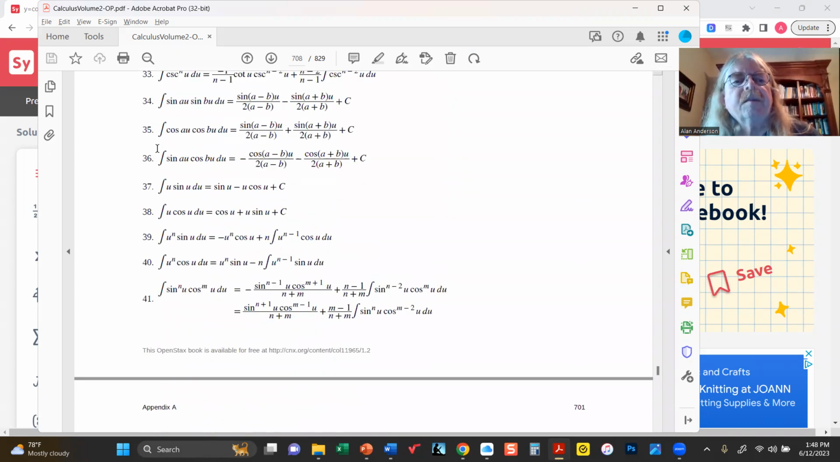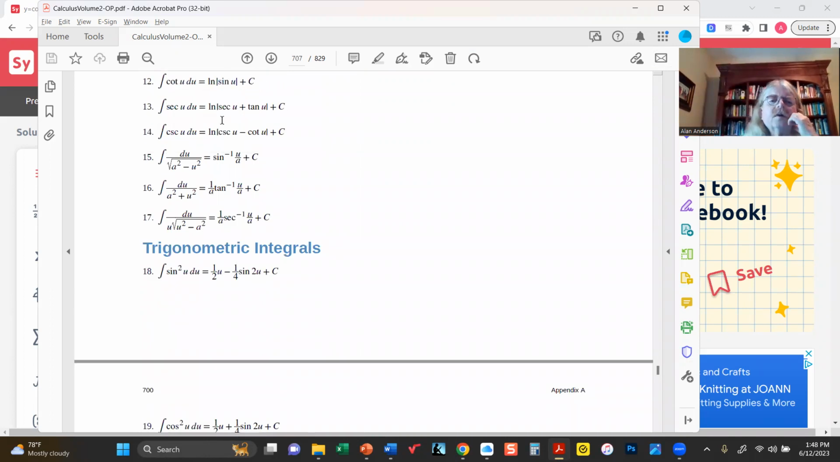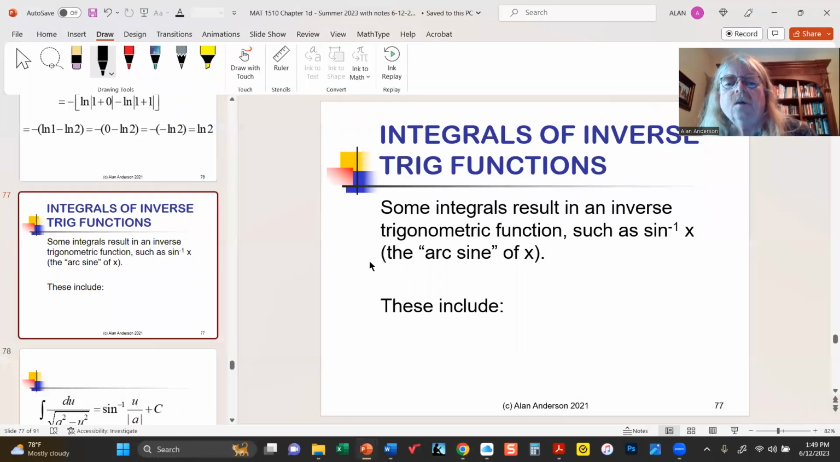But in the list of the very basic ones, here we are. These last 3 all involve the inverse sine, the inverse tangent, and the inverse secant. Okay. So what exactly does that mean? This one is pronounced arcsine, arctangent, and arcsecant, although they are inverses. What does that even mean? Well, for example, let me just look up one real fast in Symbolab.